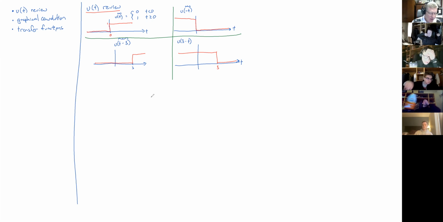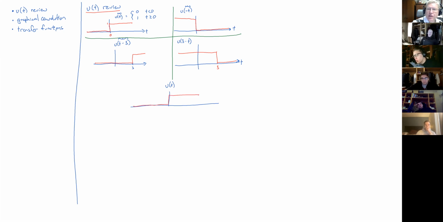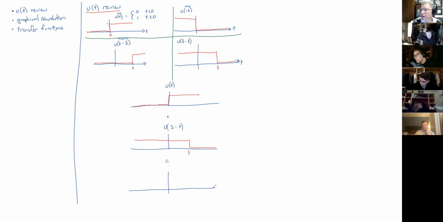So you can add steps together to make things. You can take a u of t function, which we already said looks like this, and you can add it to, say, a u of 3 minus t, which we already described above, looks like this. And then what does that result look like? So what does the top plus the middle look like, Dom?